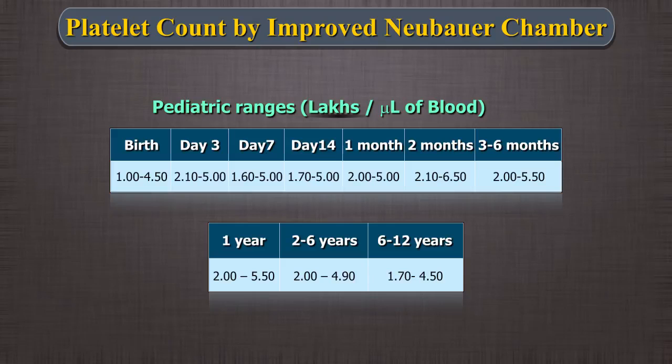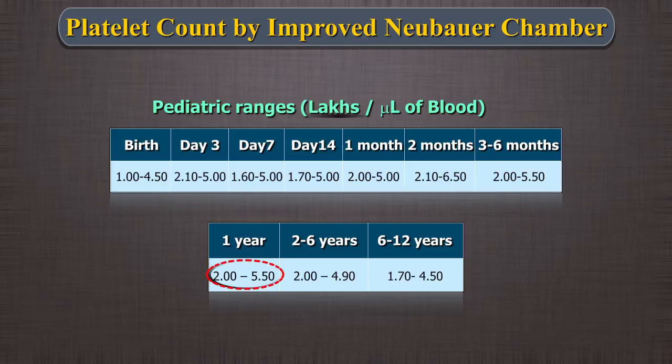You can understand from the table that a platelet count of 1.4 lakhs, which is normal for adults, is low for children except in neonates. This should be kept in mind while reporting platelets in children. That is why it is very important to have age-specific biological reference ranges defined on the report formats.